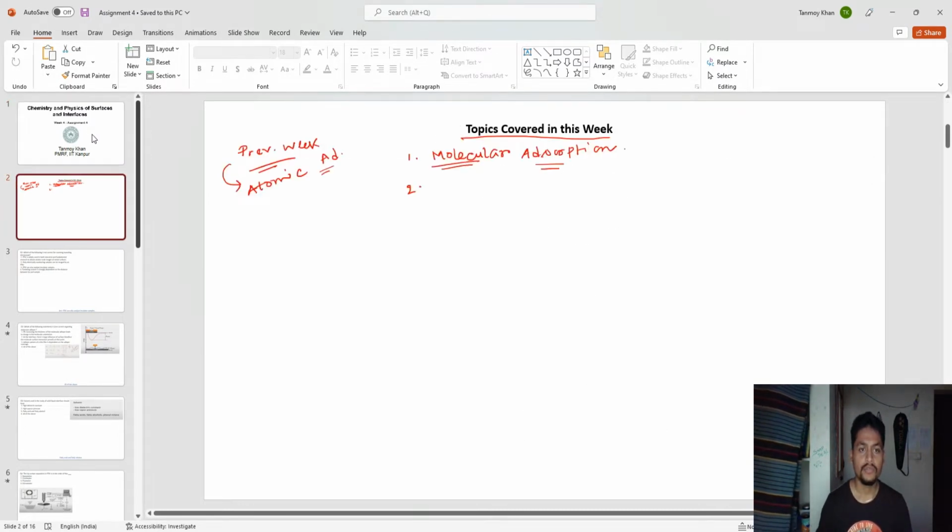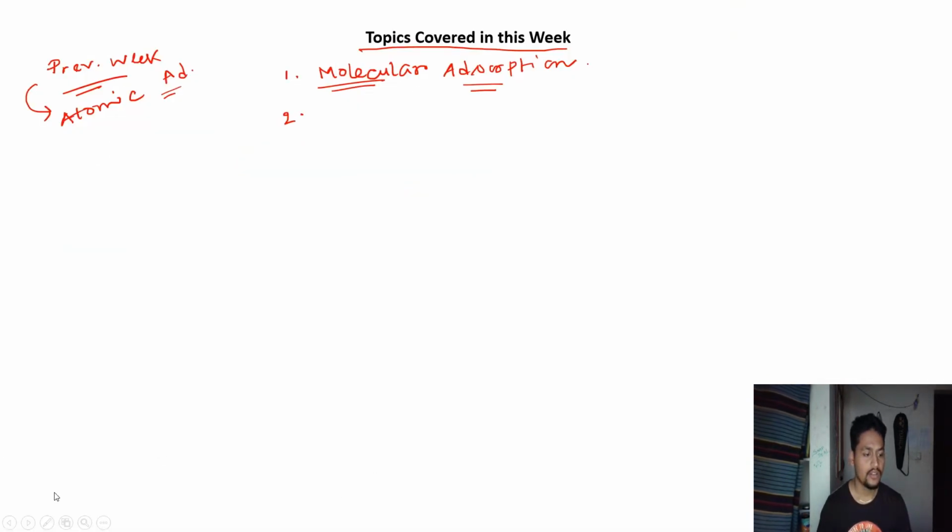So what I had stopped telling was what the topics covered in this week are, right? First of all, we have learned about molecular adsorption and its details, and second, just introduced this week, is the scanning tunneling microscope. This week's assignment questions, that is assignment number 4, are mainly based on these two topics. All the questions are from these. So without further ado, let's start the questions, one by one.